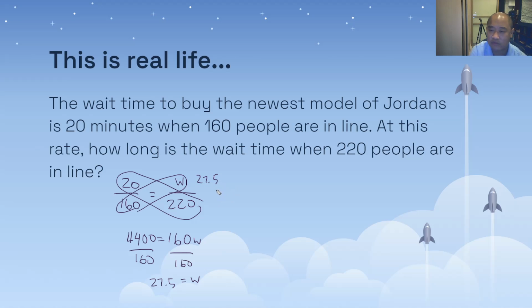Can there be 27.5 people waiting in line? Or minutes? Top is minutes, right? Yeah, 27.5 minutes. We can wait that long. So how long is the wait time? 27.5 minutes. Remember, whenever we're solving a word problem, that we need to use the correct units.